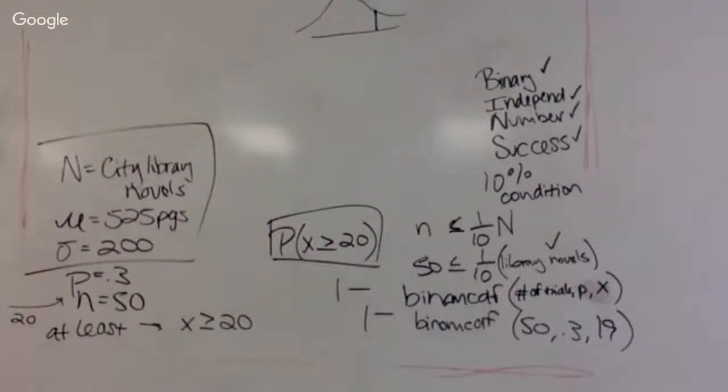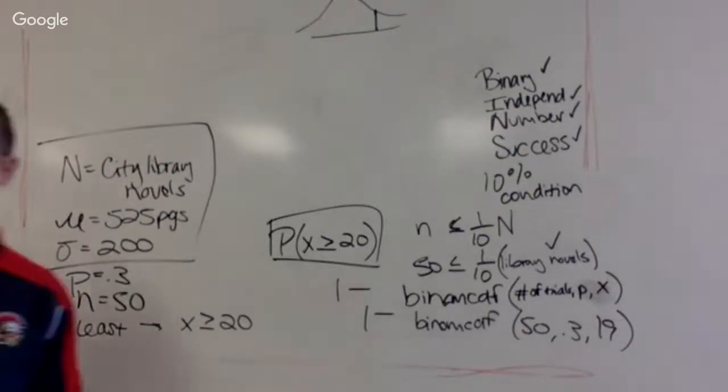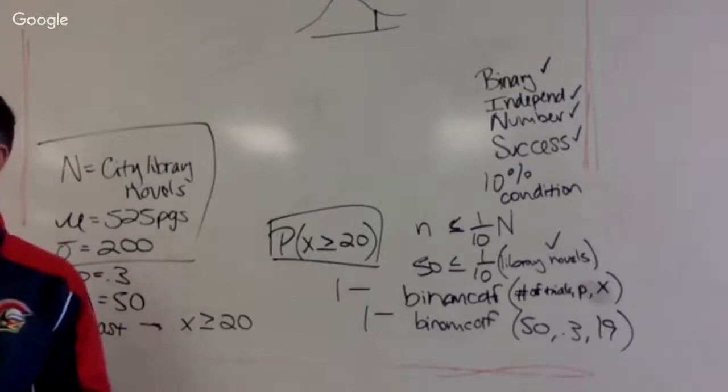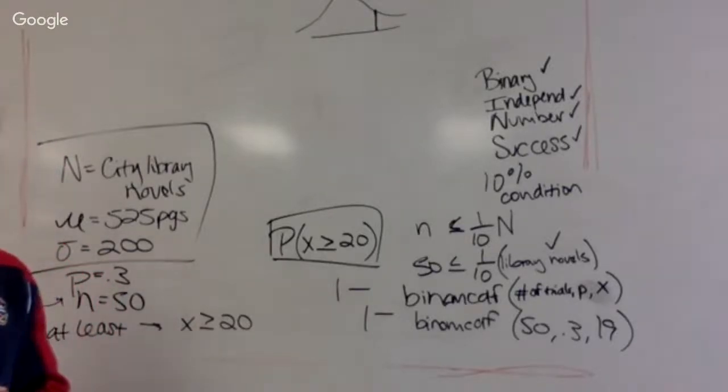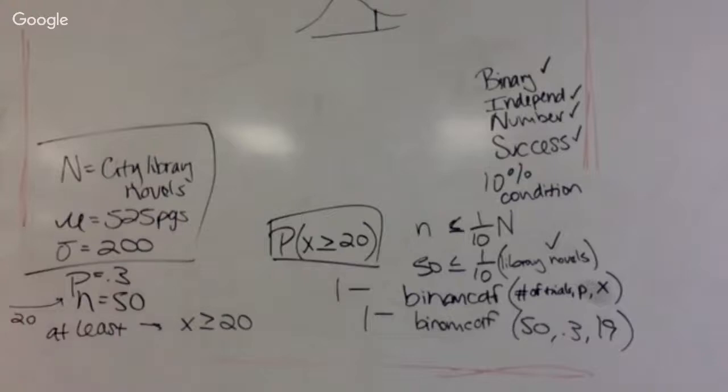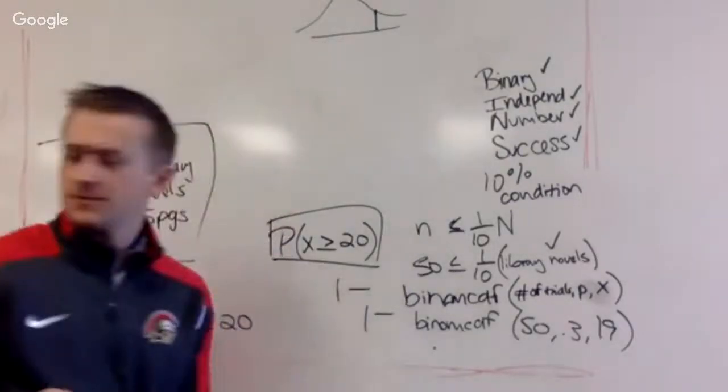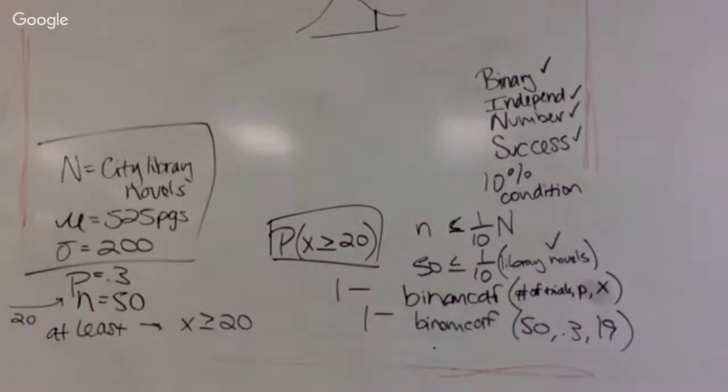And when we plug that in, 1 minus binom CDF of 50, 0.3, and 19, we can find what that proportion would be, okay? And so when we do that, 0.9151. Oh, I didn't subtract yet. And then subtract that, what would we get?